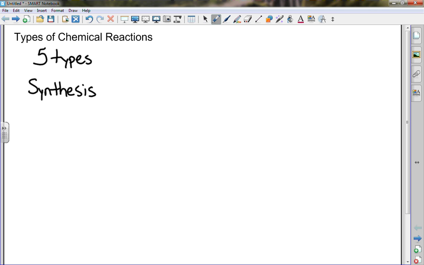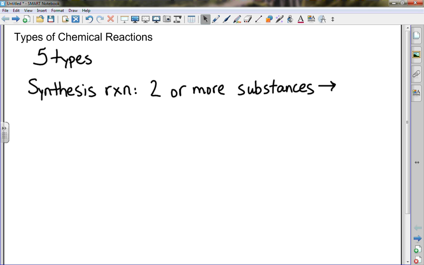Okay, so a synthesis reaction. RXN is my abbreviation for reaction. Okay, and this kind of reaction is the reaction that you have when you have 2 or more substances that are making one product. Okay, so 2 or more substances yielding only one product. That's actually a really important key, that one product.